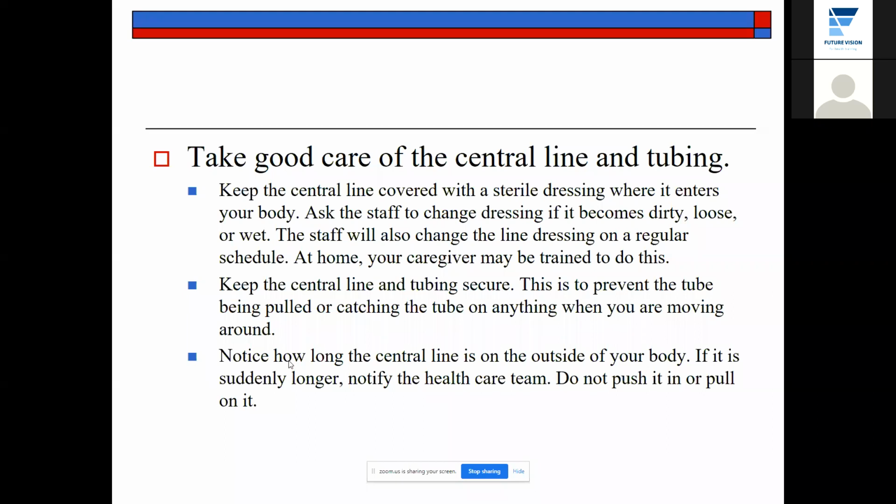So we need to change the dressing in case it becomes dirty or wet. We need to keep it secure, especially when we are working, because the patient might pull the central line, or even we might take it out by mistake while we are doing the infection care.